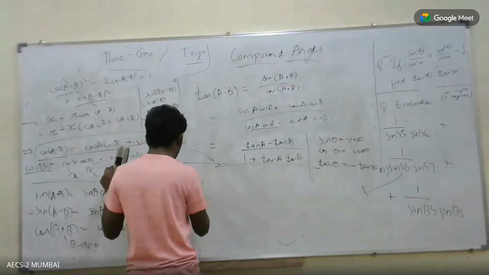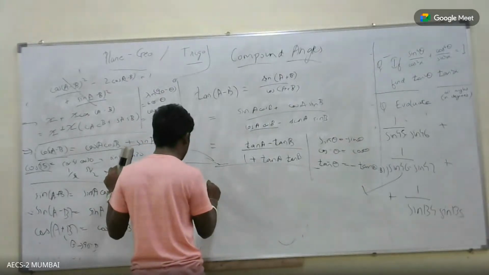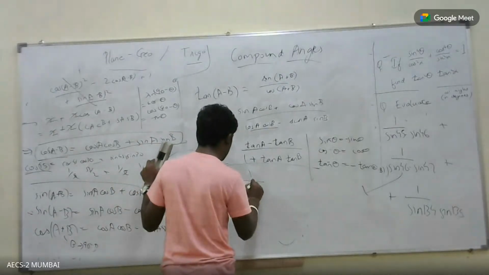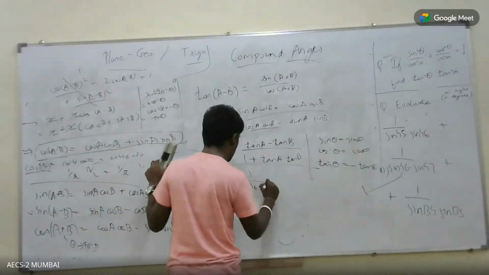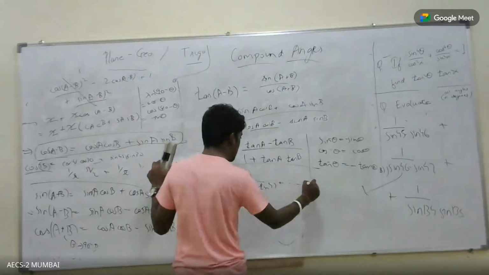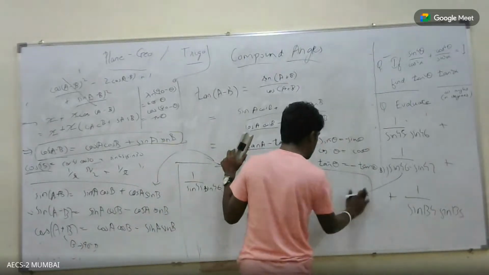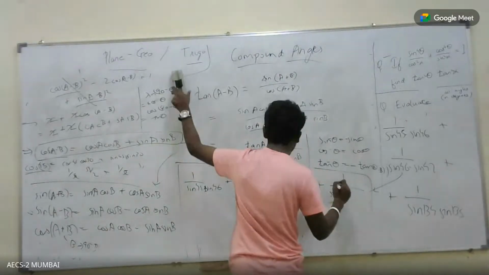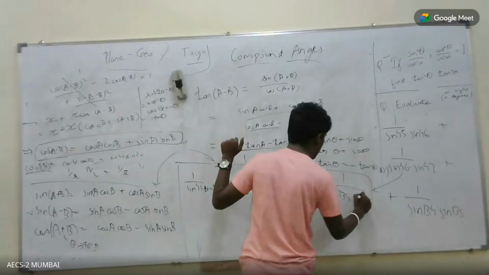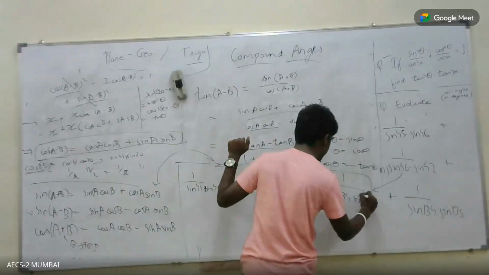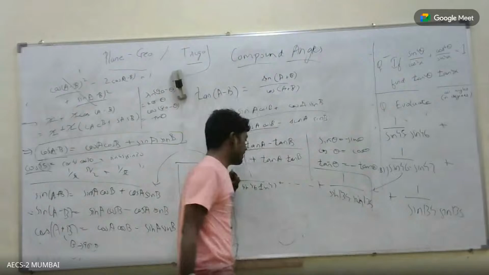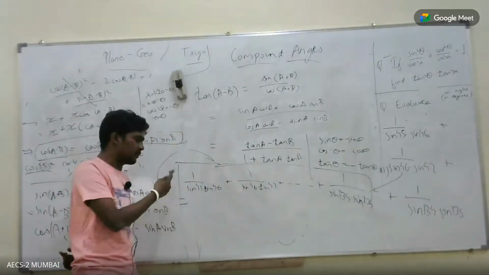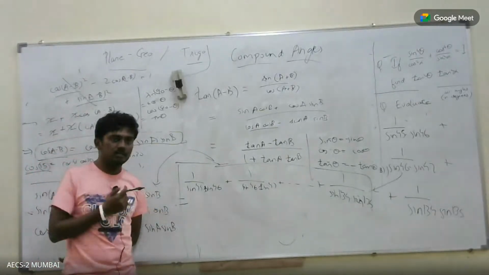You have to evaluate 1 over sin 45 sin 46, plus 1 over sin 46 sin 47, plus so on till the end. Where the end is what? The end is 1 over sin 134 sin 135. What is that? So notice this is a humongous expression. How do we go about simplifying this?